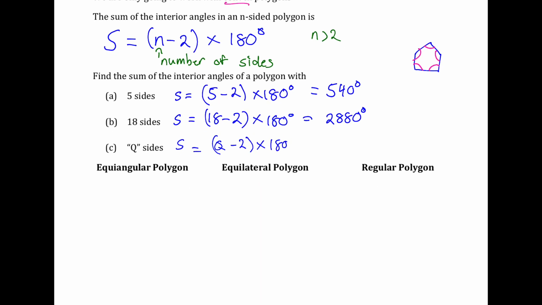That's good. A few special labels, and they kind of speak for themselves as far as what these words mean. An equiangular polygon, all the angles are the same.